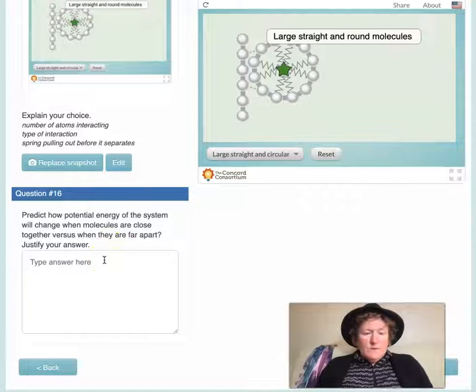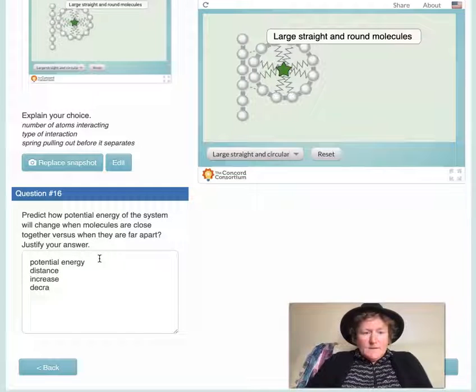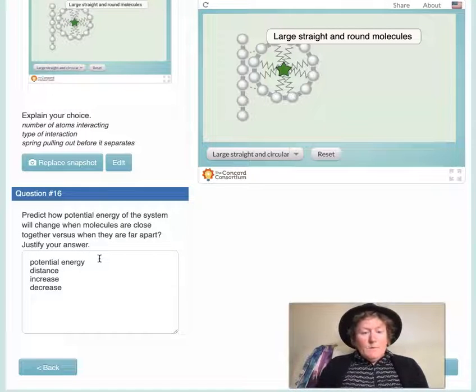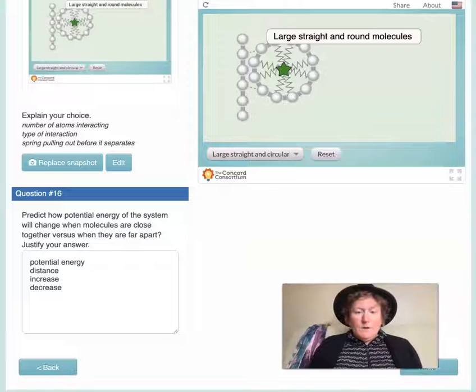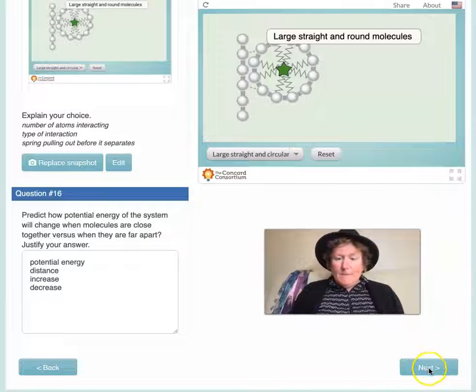So you want to use words like potential energy, distance, increase, decrease. That's a good word bank to use when you're discussing question 16.